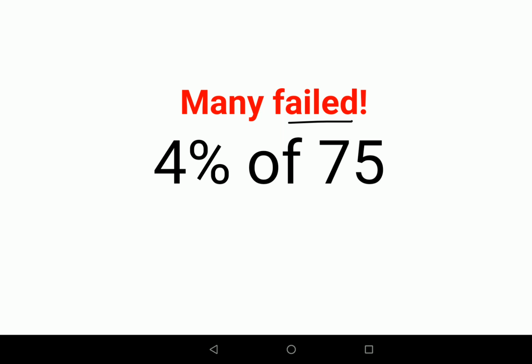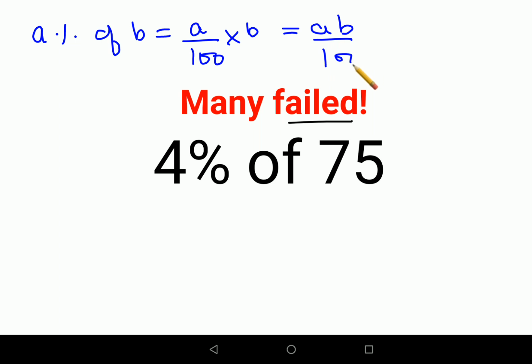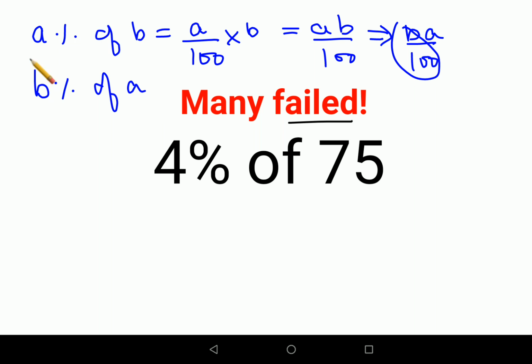Now understand one very important thing. A% of B is equal to what? A upon 100 into B. Correct. So this is basically AB upon 100. Can I say this can also be written as BA upon 100, right? Multiplication law is commutative. So from here, I can also say this can be nothing but B% of A, because B upon 100 of A. Both of them are equal to each other.